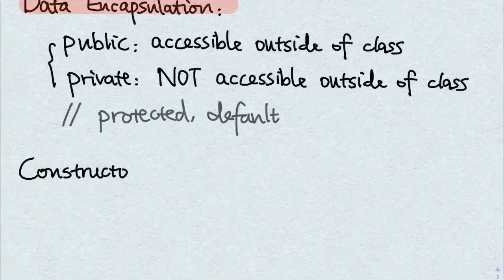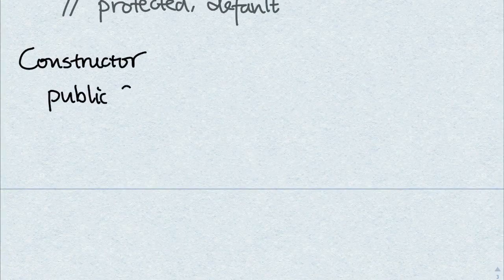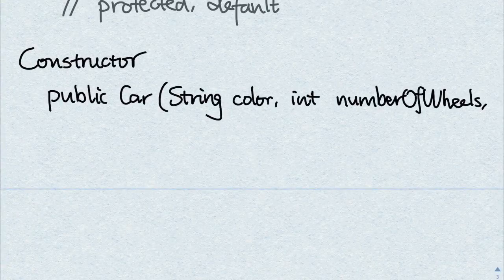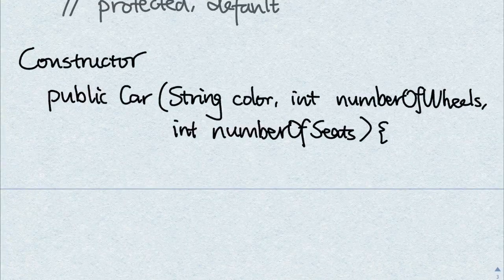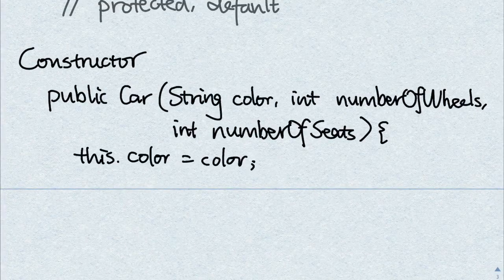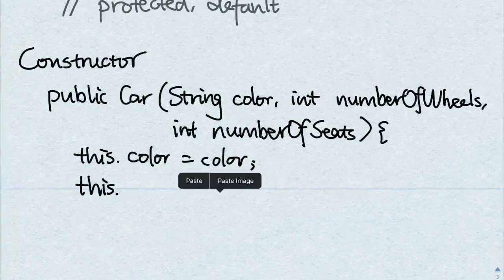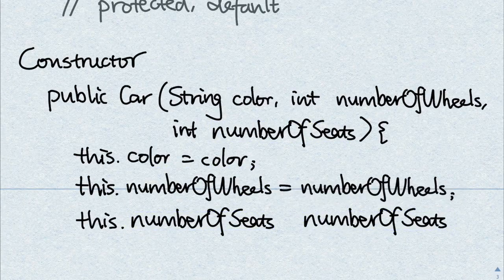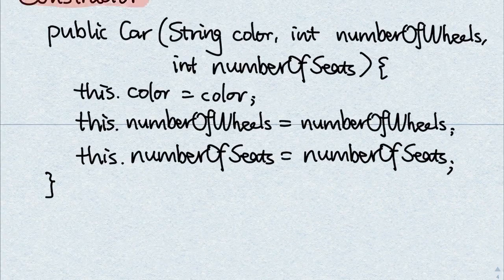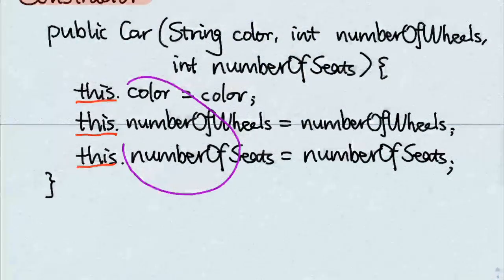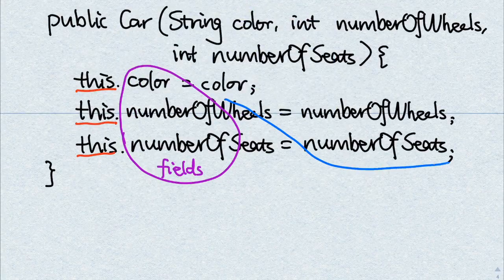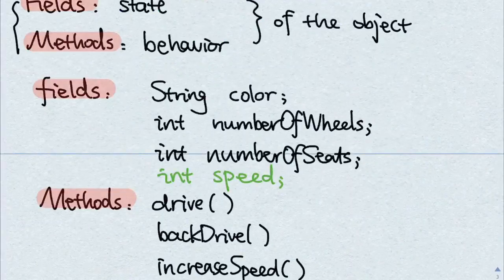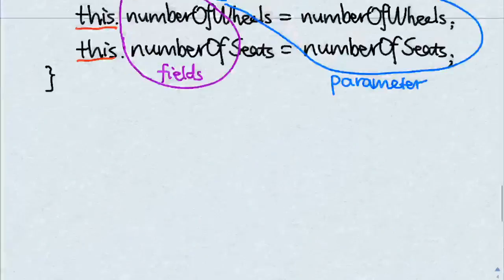Next, we are going to talk about the constructor. A constructor is a statement inside the class to create objects according to the fields we have. For example, we use three fields to describe a car object, which are color, number of wheels and number of seats. So we can write a constructor like this using the keyword this. The keyword this is used to differentiate fields and parameters when they have the same name. The names after this keyword are fields and the names with no this represent parameters.